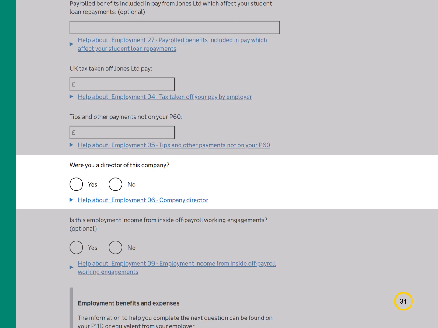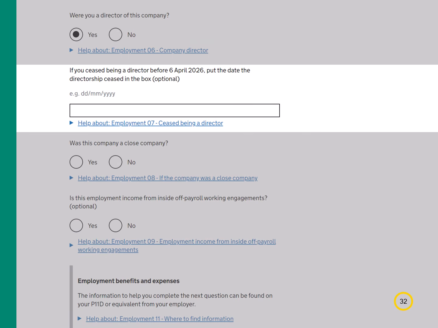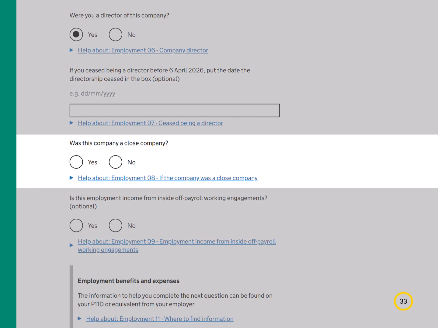If you were a director of this company, you need to answer yes to this question, otherwise answer no. If you answer yes, we'll ask two further questions. The first question asks you to tell us the date you stopped being a director if it was before the 6th of April 2026. If you've not stopped being a director, leave this blank. The second question asks if the company was a closed company.